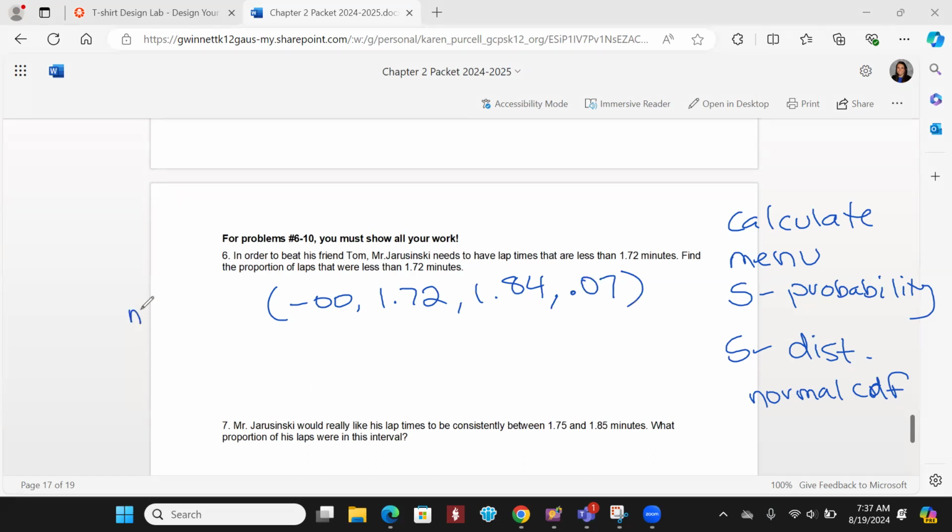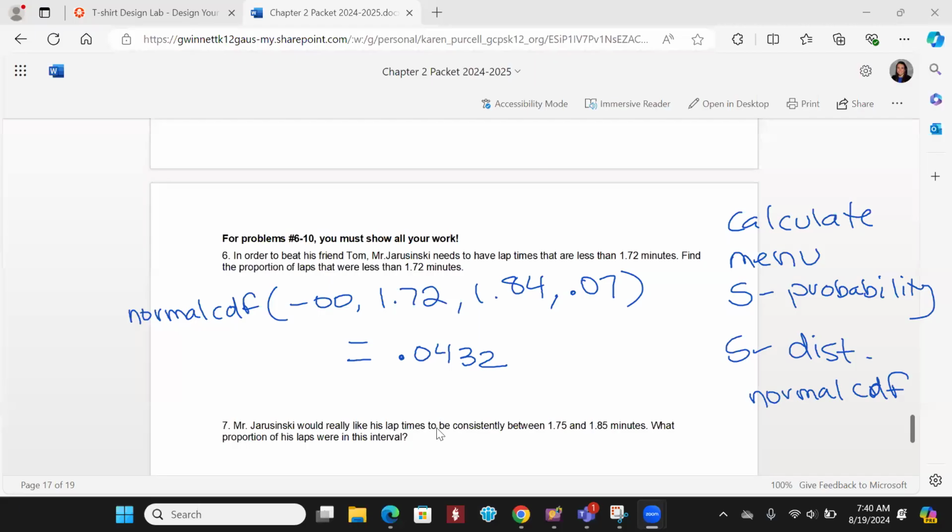So again, normal CDF. Type in all that information. And what does it give you? Unsupported feature. Does it give you an error? All right, hold on, pause.